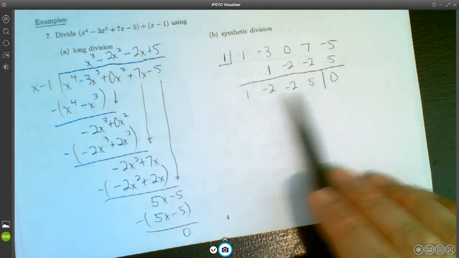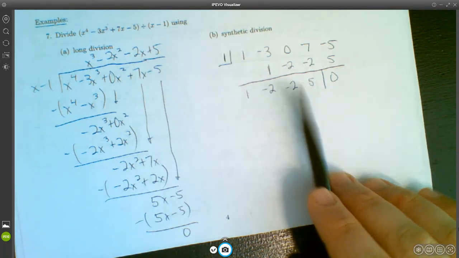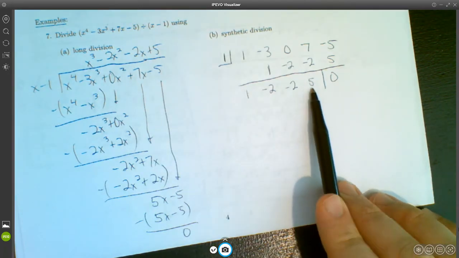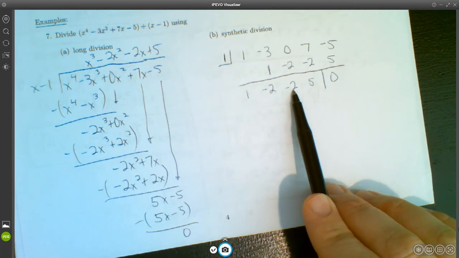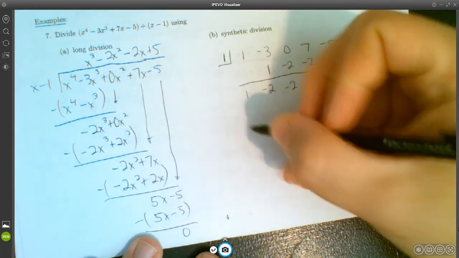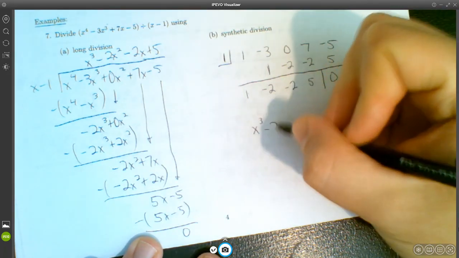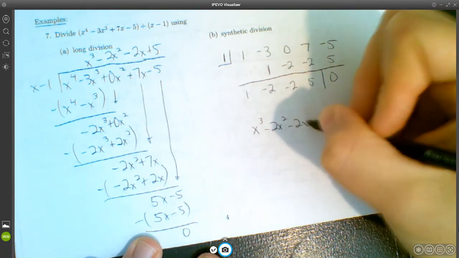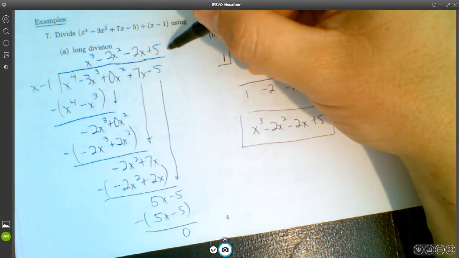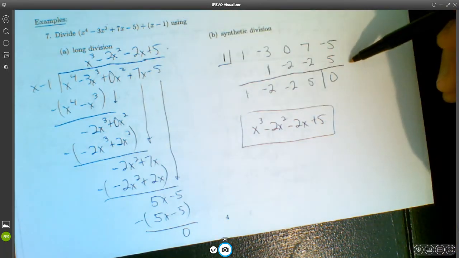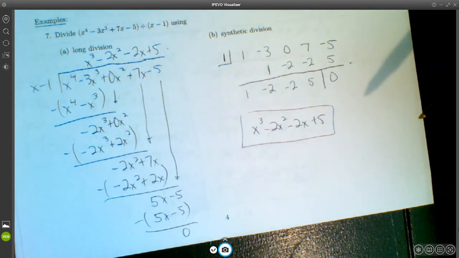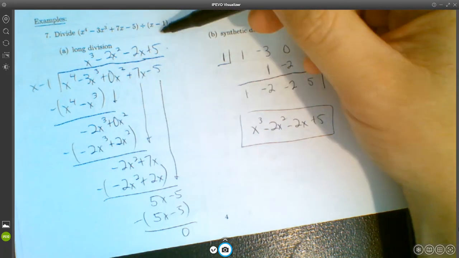The rest of the digits are the coefficients on the answer, right? Starting with your constant term, and then your x term, and then your x squared term, and then your x cubed term. So the answer should be x cubed minus 2x squared minus 2x plus 5. Just like we got before. But I think you'll agree, this is a lot less work, right? It's much nicer. So synthetic division is really a nice tool for doing division like this.